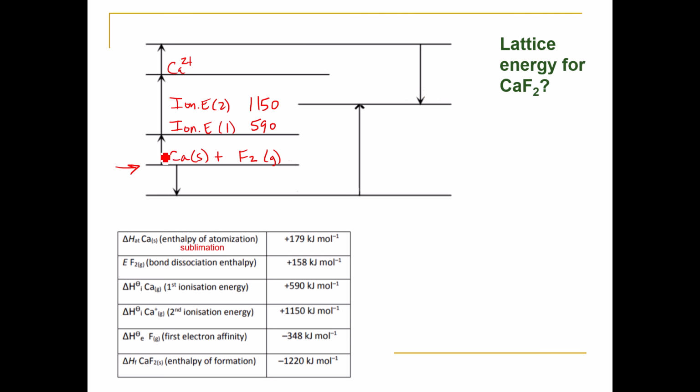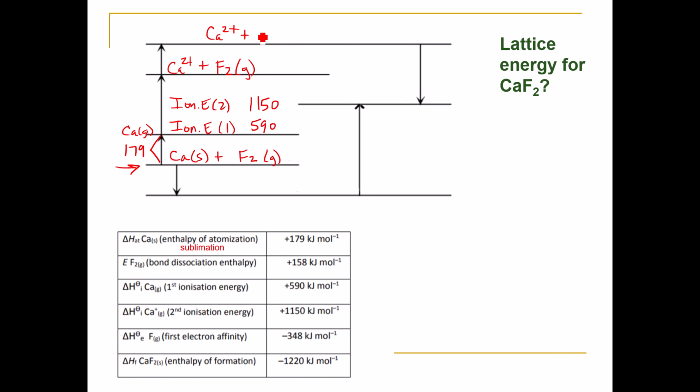Oh, we missed our first step, our sublimation. So I'm going to go back. I need to turn this into a gas. So sublimation energy is given. They call it atomization. It's the same idea. So this is 179 right here. We have the two ionization energies together for this next step. Now we have calcium as a +2. We still have F2. And our next thing is we need to be able to break up the F2.